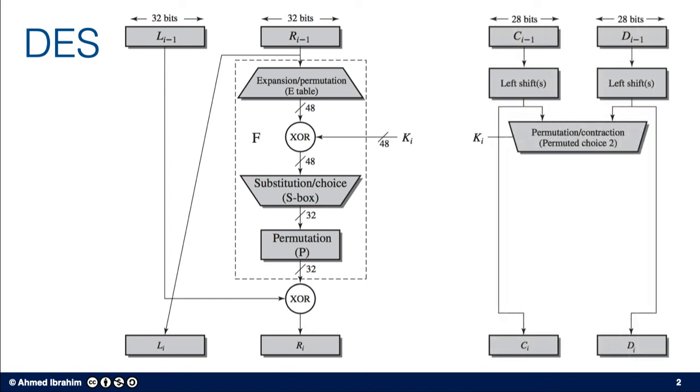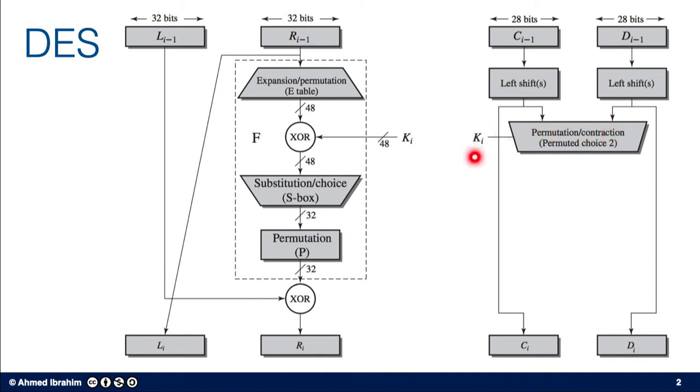The 56-bit key is divided into two 28-bit parts. Each part is left shifted, and the output of the left shift is processed in two ways. First, it is permuted to produce the subkey for this round.